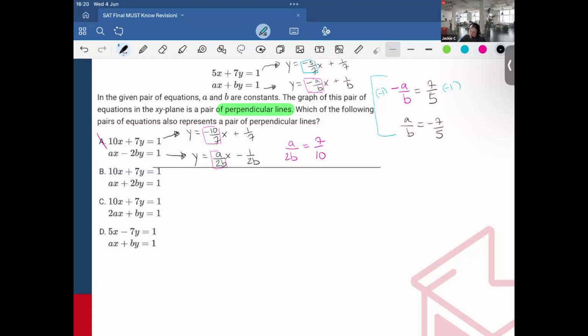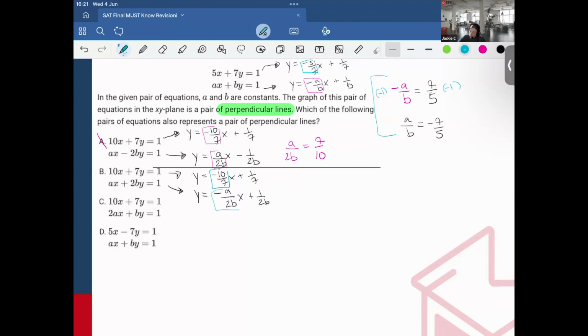So option B, when we rearrange it, put everything again in terms of y, would be that y is equal to, again, -10 over 7x plus 1 over 7. That's easy enough to rearrange because it's exactly the same as option A. And this one here is almost identical to what we saw in A, except it's going to be negative a over 2bx and then plus 1 over 2b. And I can see the slope here is -10 over 7.